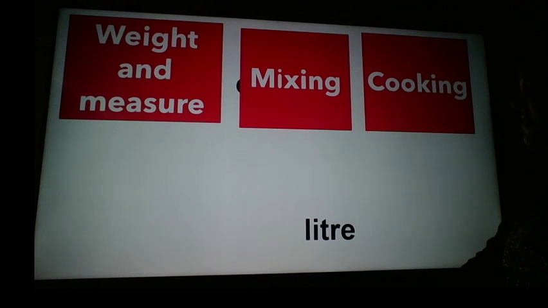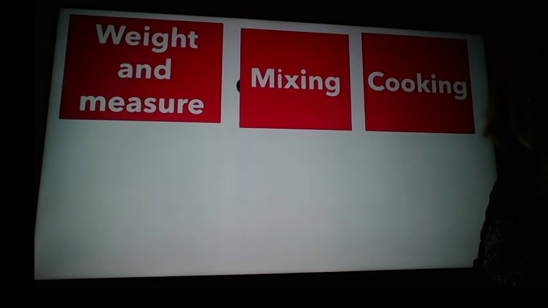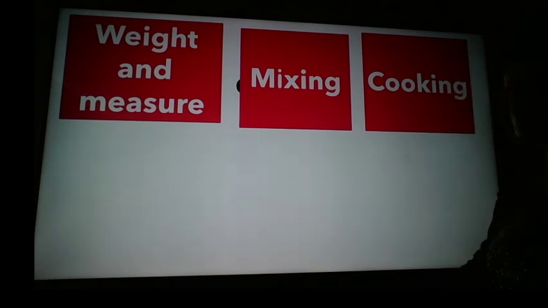Okay, thank you. So litre, that's an easy one. I think that's going to be a measure. Yes, it is. And bake. Oh, come on, ladies, you know this one. Bake is a cooking word, as we often say that. We talk about baking cakes. Well done, Sarah and Kurdistan, for recognising that litre is weight.